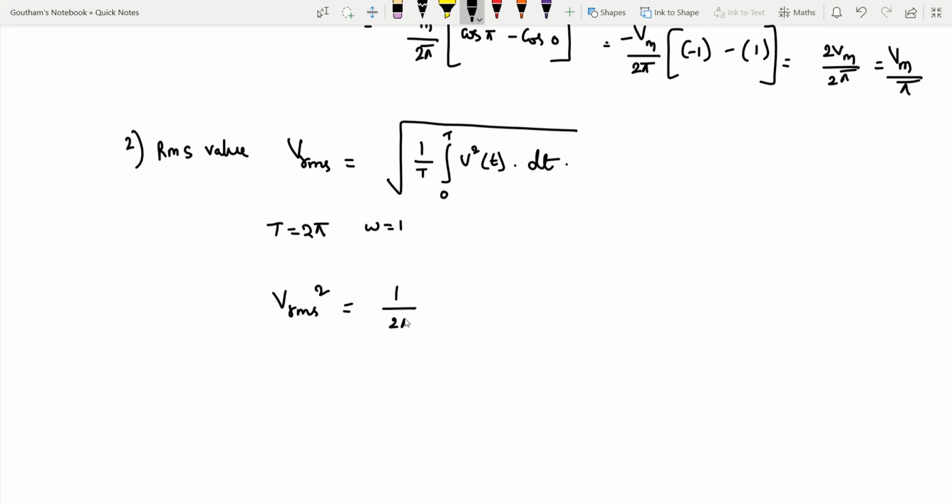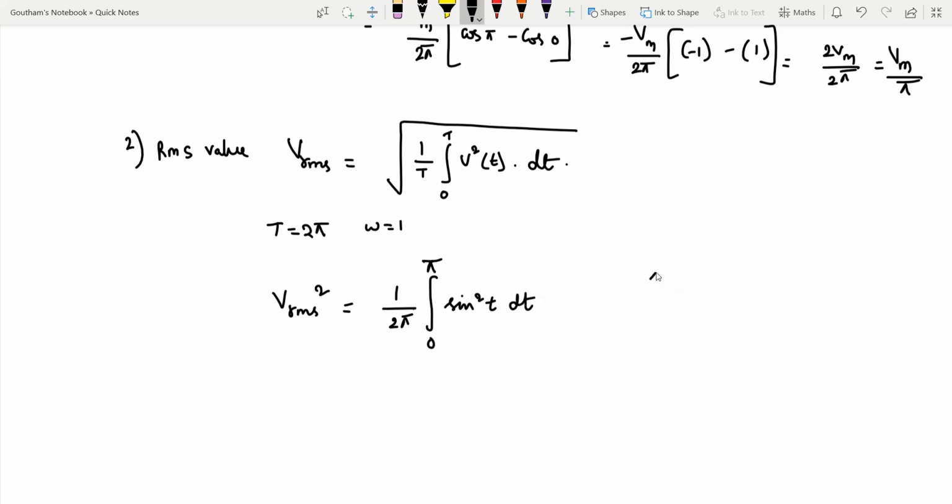I get something like this: 1 by 2 pi integral 0 to pi. Remember, the output is present only from 0 to pi. From pi to 2 pi it is 0. And from 0 to pi it is nothing but the input. So the input is sine square t dt.